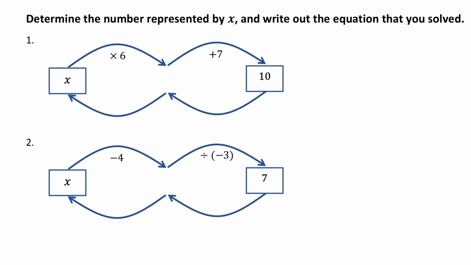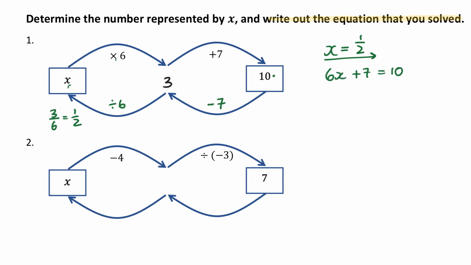In these two examples, I already have the arrow diagrams drawn. But the extra challenge I have here is that I need to write out the equation I solved. So let's first solve the equation. Let's start on the right. 10 minus 7 gives me 3. And the opposite of multiplying by 6 is dividing by 6. So 3 divided by 6 is going to give me a half. So I get x is equal to 1/2. If I want to write out the equation, x times 6 will be 6x, and then I add 7, and I get an answer of 10.